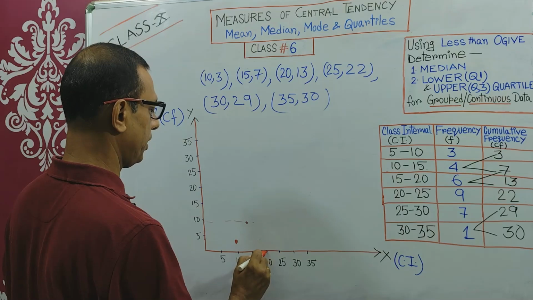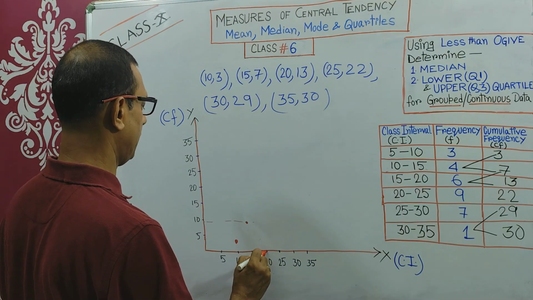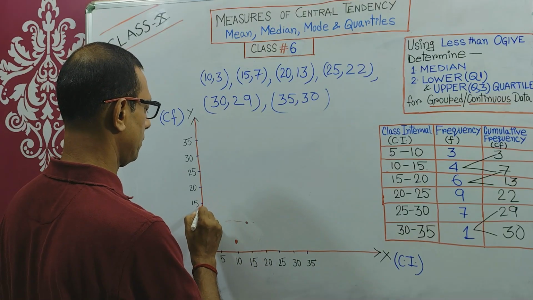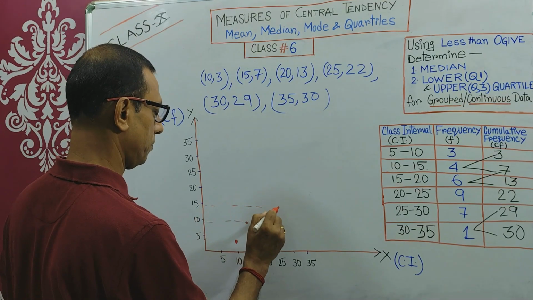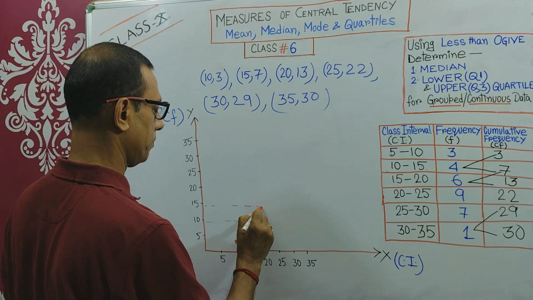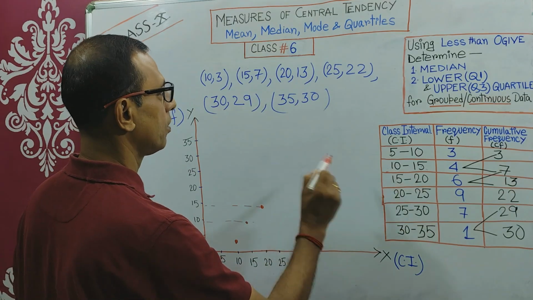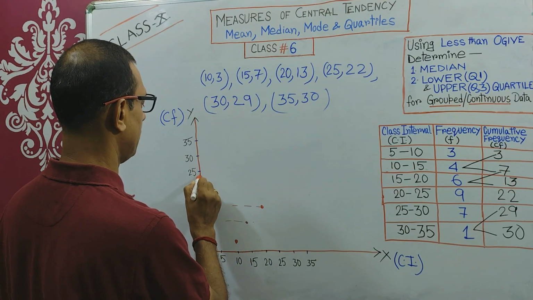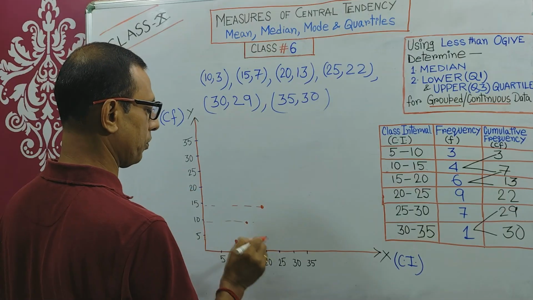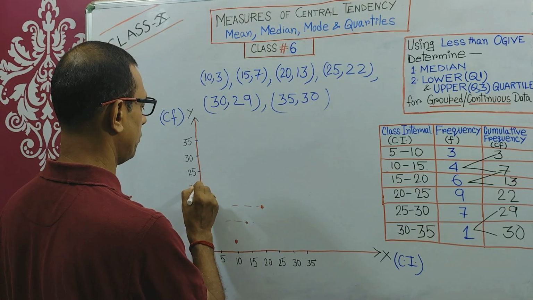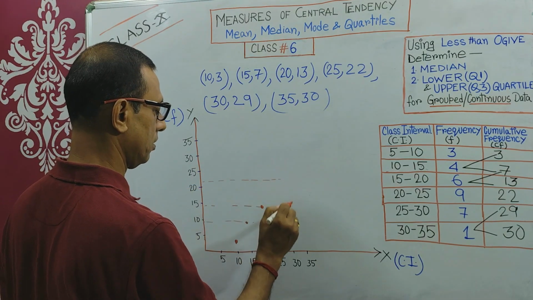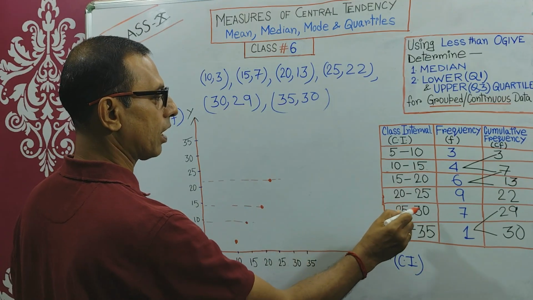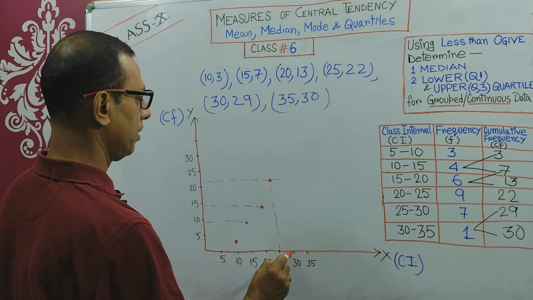20, 13. 20 and then 13. 13 means nearby 15. 25, 22. Nearby 25, nearby 20, along the y-axis. 30, 29.